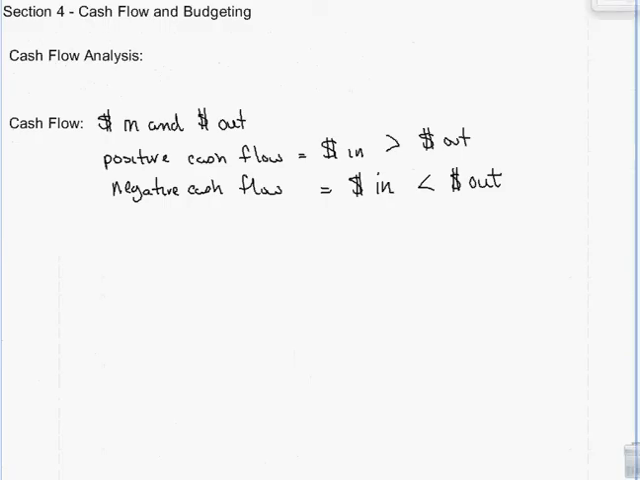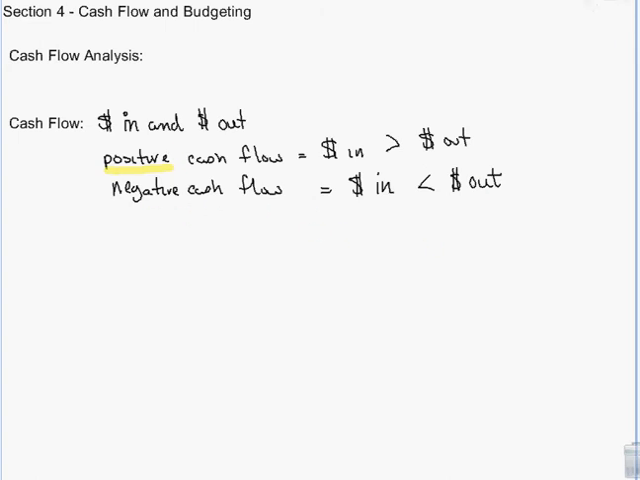All right, so your cash flow is your money in and out with the balance at the end. If you have a positive cash flow, you have more money coming in than you have going out. Positive cash flow is what you want. If you have a negative cash flow, you have more money going out than you have coming in. This is not what you want.